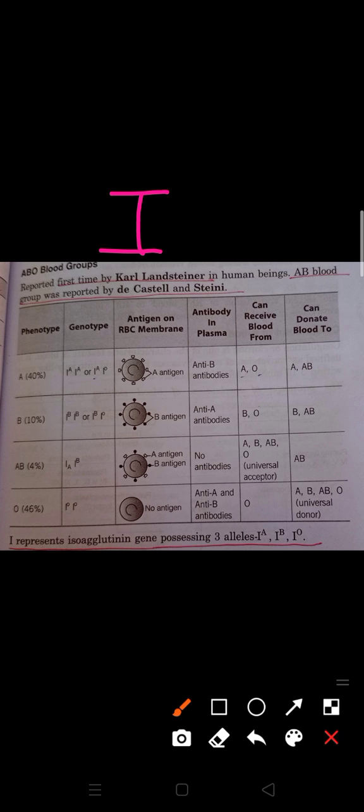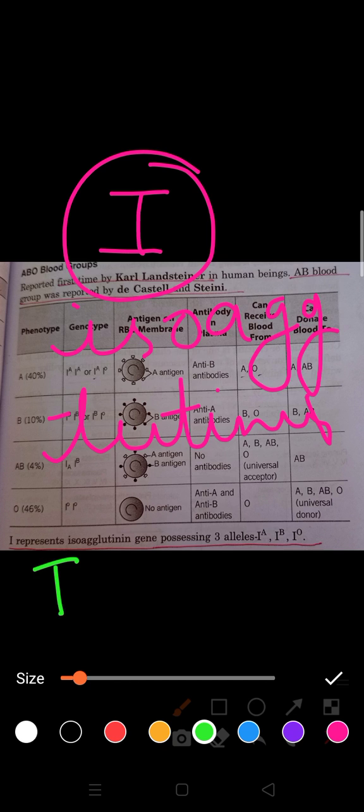I represents isoagglutinin, and the isoagglutinin gene possesses three alleles. These three alleles are IA, IB, and IO. Children, IA and IB are both dominant, but IO is recessive. Later on I'll use these terms again. Firstly you have to understand that IA and IB are the dominant ones.